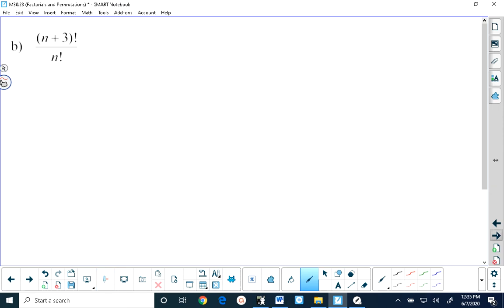B, n plus 3 factorial over n factorial. Well, which of those is bigger? N plus 3 is a larger number than n, which means the smaller factorial this time is the n factorial. The n factorial will be contained within the n plus 3 factorial. We're going to start expanding the n plus 3 factorial because it's bigger.